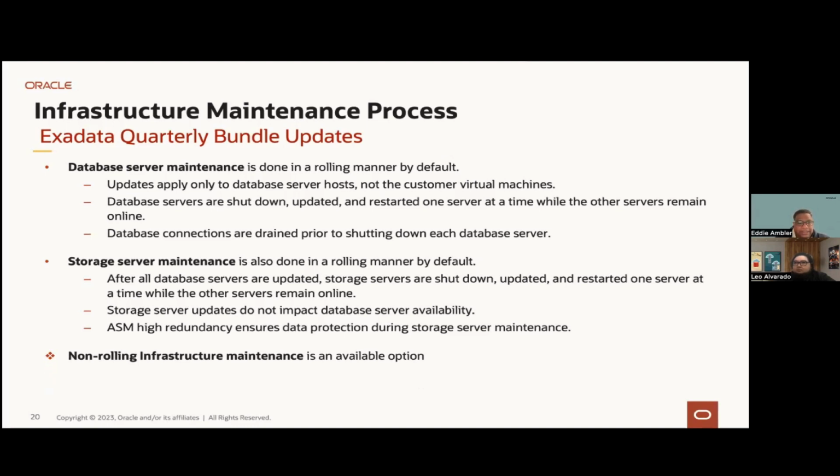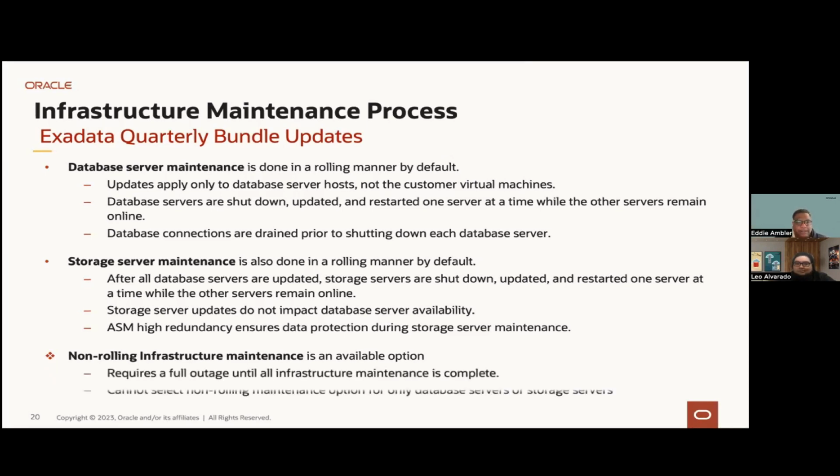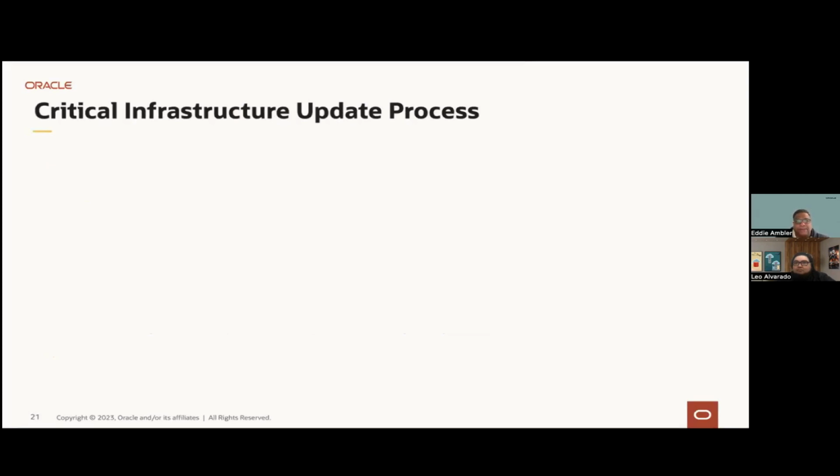Now, if you select non-rolling for the infrastructure maintenance, what will happen is that it will apply to everything. The database servers, the storage servers, so everything will come down, everything will be patched, everything will be brought back up. You cannot pick non-rolling at this point for just a database or just a storage server.